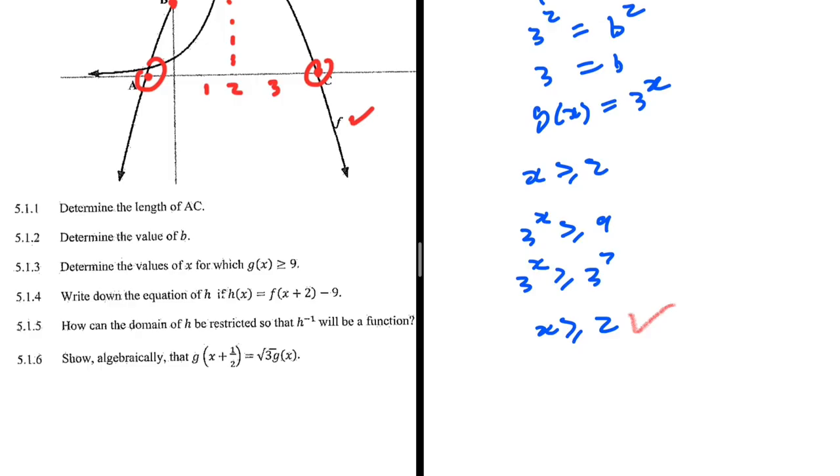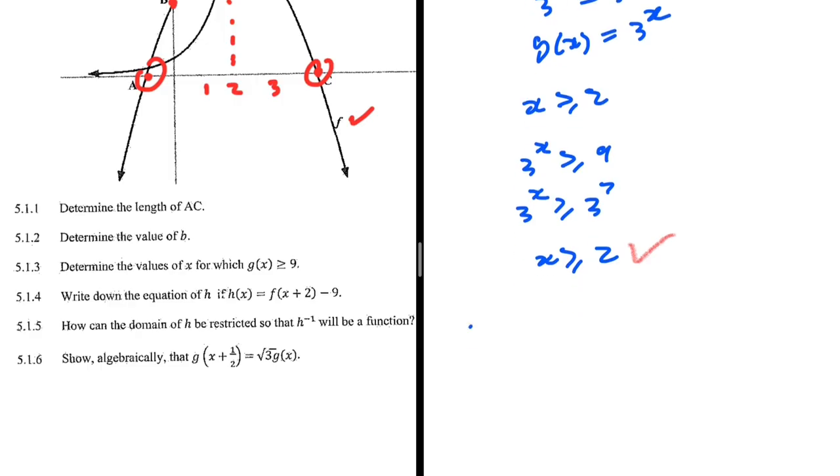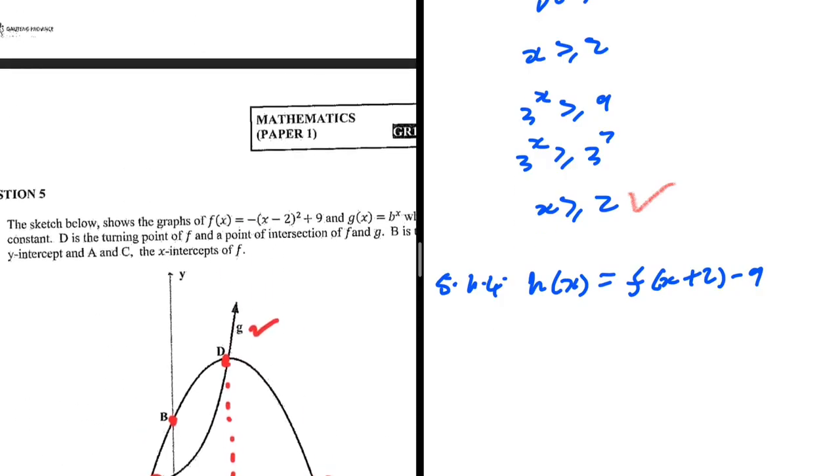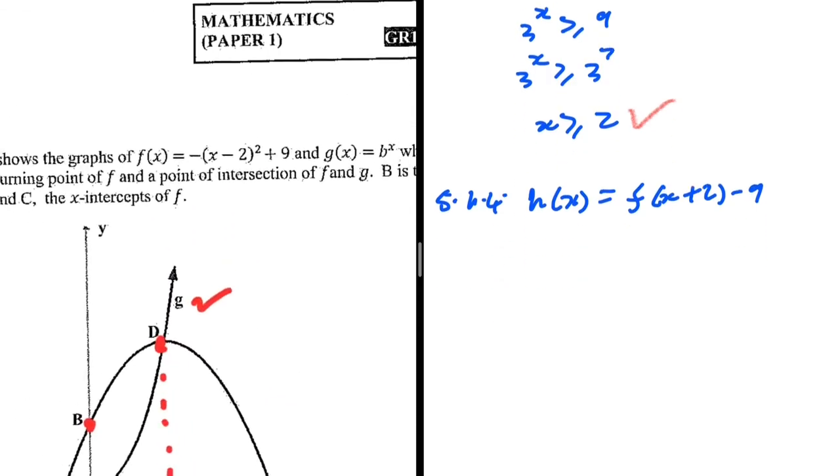5.1.4. Write down the equation of h if h of x is equal to f of x plus 2 minus 9. Okay, let's do one operation at a time. Let's figure out this part.